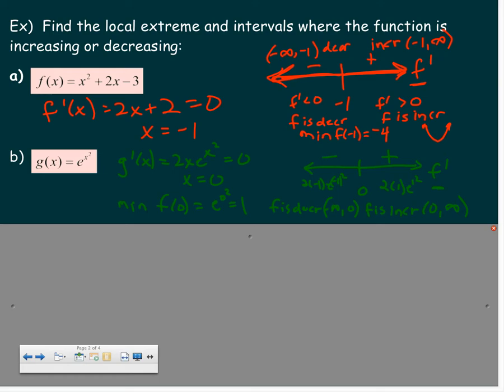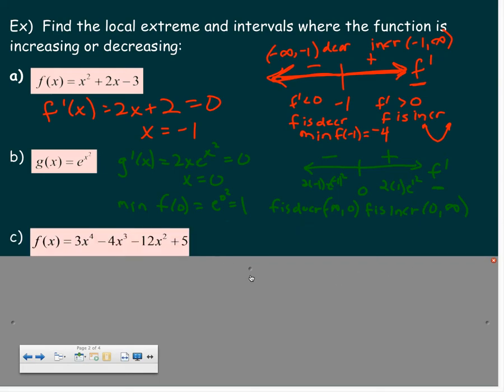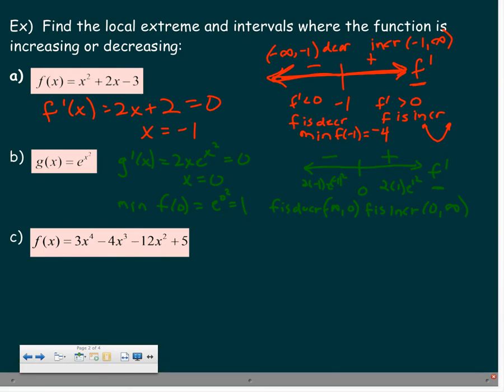Okay, don't you like this better than section 4.1? I like using the number line instead of testing all the points. I think it makes more sense. Okay, so let's look at one more.